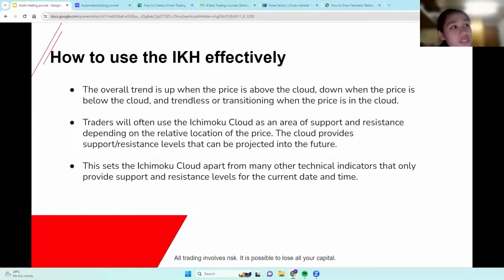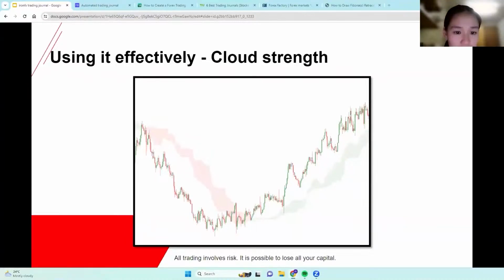Okay, so how can you effectively use this indicator? So basically, the overall trend is up when the price is above the cloud, and down when the price is below the cloud. Yep, and trendless or transitioning when the price is within the cloud. Okay, so of course you can also use support and resistance, as we mentioned earlier. So yeah, you can see when price is moving below the cloud, it is bearish. When price is moving above the cloud, then it's bullish. Within the cloud is typically transitioning.